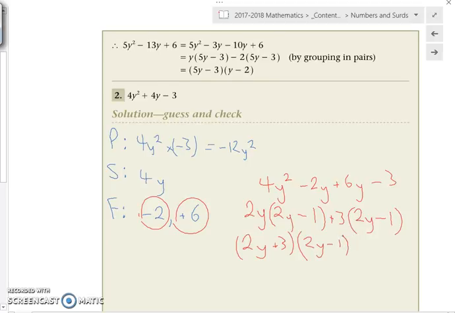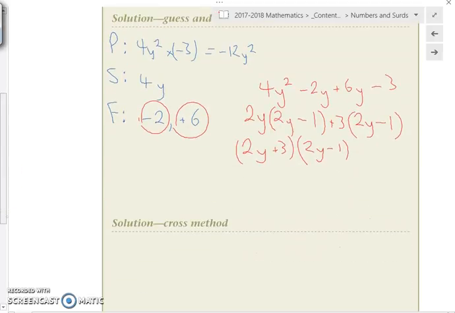Now, I'm going to very quickly show you something. If I did this, 4y squared plus 6y minus 2y minus 3. So I've swapped the plus 6y and the minus 2y around. Are we going to get the same answer? No. What am I going to pull out of the front here? I'm still going to pull out a 2y. I'm going to be left with a 2y plus 3. And I'm going to pull out here, I'm going to pull out what?